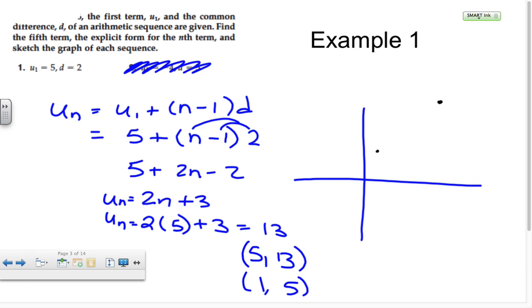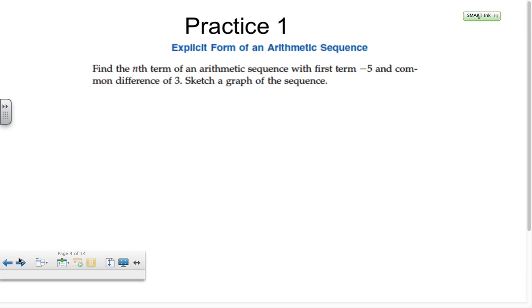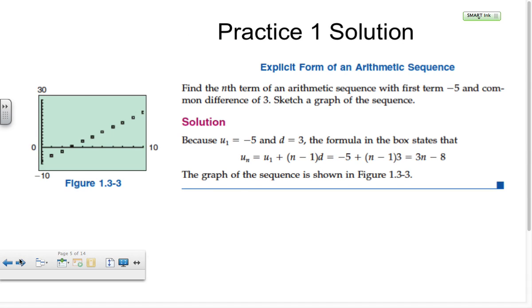All right, so practice 1. Remember, this is where you will pause the video, do the problem, and then check your answer. You may pause once again to check the solution.